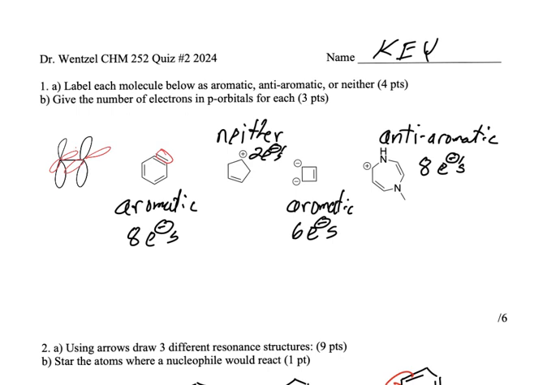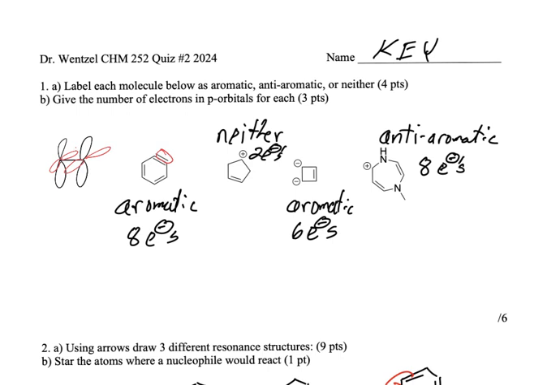This one is neither, because it has sp3 places, so it's an interrupted p orbital system. 2 electrons there. This one, 1, 2, 3, so that's 6 electrons total. 3 pairs, so that's aromatic in a ring.